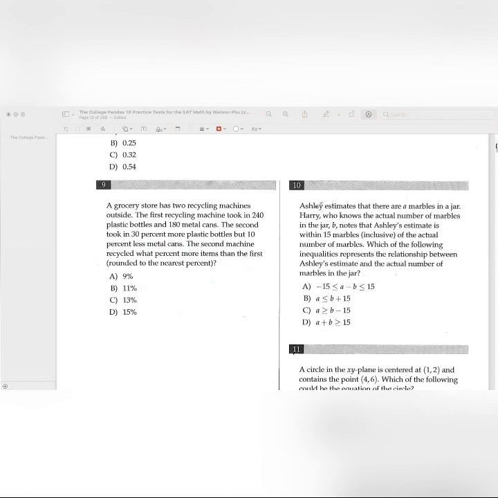All right, last one. There are 8 marbles in the jar. It's within 15, inclusive of the actual. I think A looks the best, so I'll go with A, because it's looking for the difference. Because none of these account for like -15 or positive.